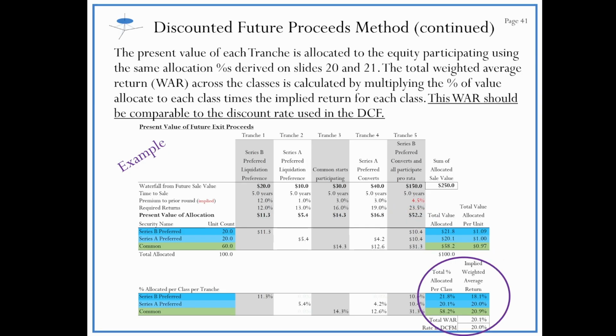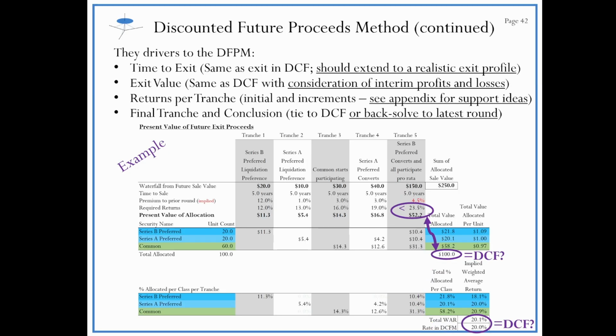When prepared properly, the correlation between DCF and DFPM should be clear in the comparison of the weighted average discount rate and the discount rate used in the DCF, as well as the total value allocated. In summary, the strong ties between time to exit, exit values, which imply exit revenue, cash flows, and multiples, and expectations on returns provide deep support for valuations today and calibration in the future.